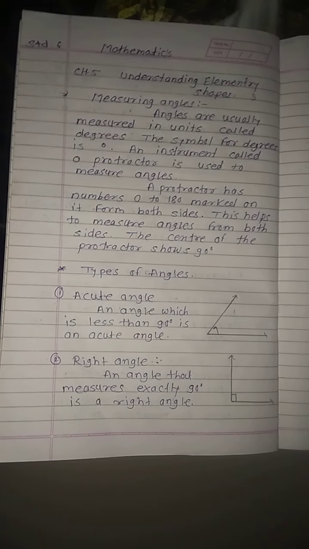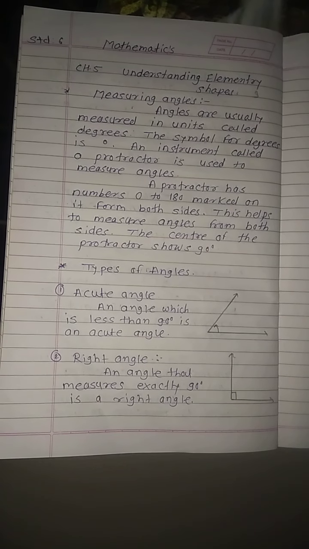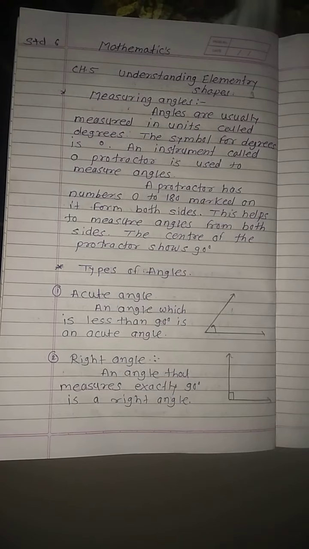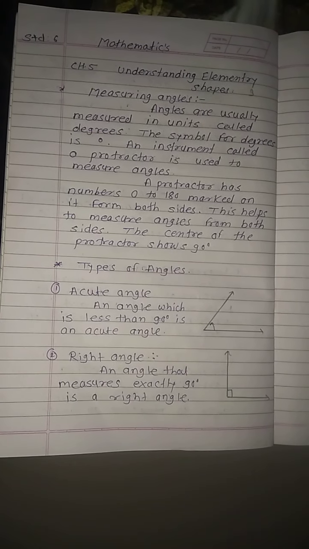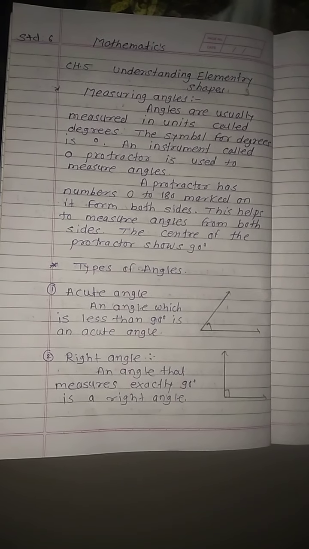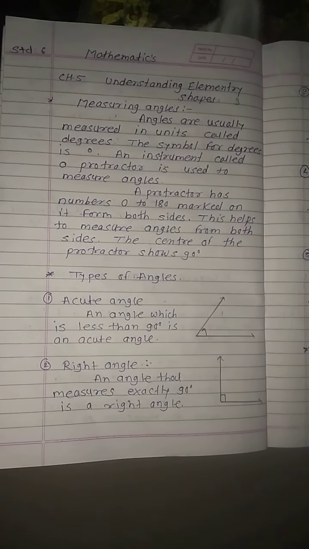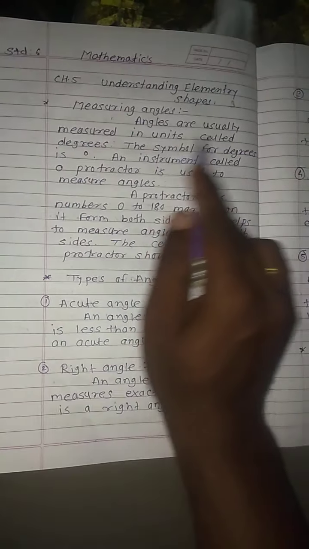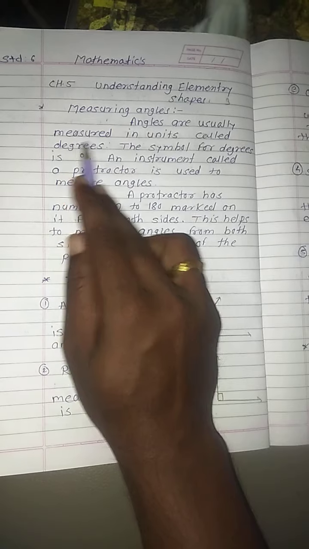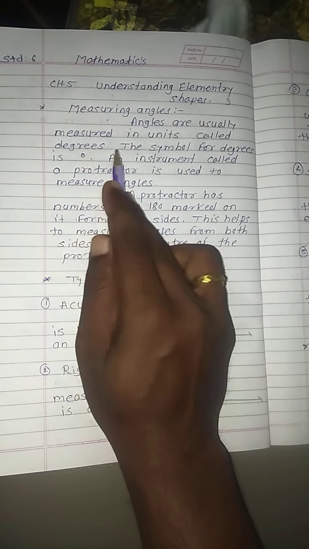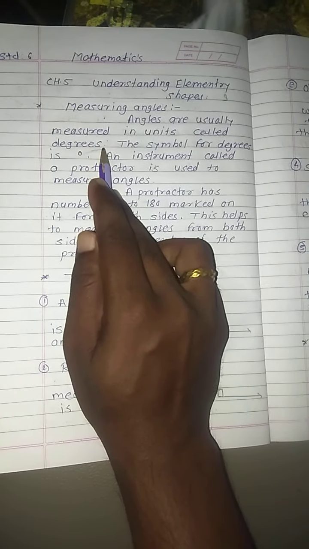Today we will discuss understanding elementary shapes, in which we will discuss measuring angles. How to measure an angle? Angles are usually measured in a unit called a degree. This means an angle can be measured in degrees.